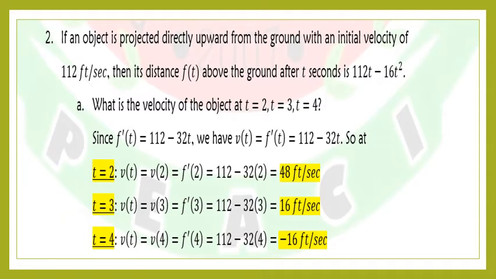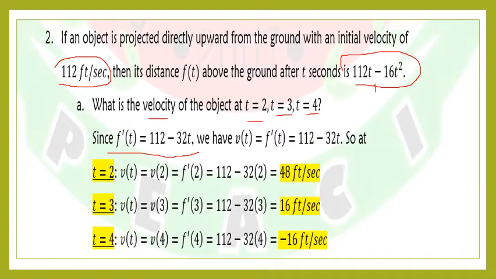If an object is projected directly upward from the ground with an initial velocity of 112 feet per second, so this is the given initial velocity, then its distance f of t above the ground after t seconds is 112t minus 16t squared. What is the velocity of the object at t equals 2, at t equals 3, and at t equals 4? So, before natin makuha yung velocity niya class with a given time, kailangan natin kunin yung derivative ng given natin na function. So, the derivative of this is equal to 112 minus 32t.